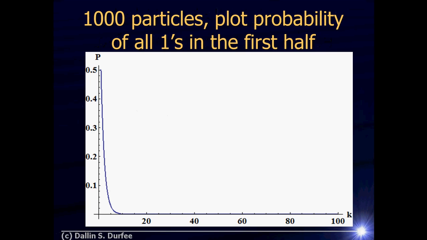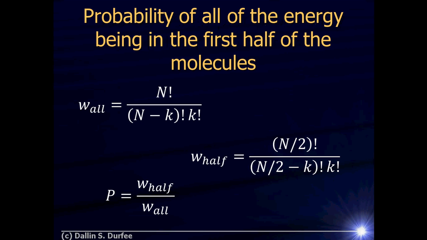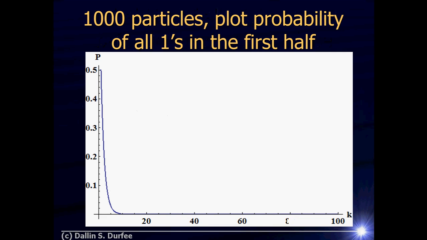Okay? So here's a plot. So I plotted the ratio of these two numbers, and that gives me the probability that I will have all of my energy in the left-hand side of my molecules, the first half of my binary digits, all right? And here is a plot as a function of k, right? So I calculate this for k equals 10, whatever. If I only have 1 unit of energy, my odds are pretty good of having it in the first half of my molecules, right? With 1 unit of energy, there's a 50% chance it's in the first half, 50% chance it's in the second half. So with 1 unit of energy, the probability is 50%.